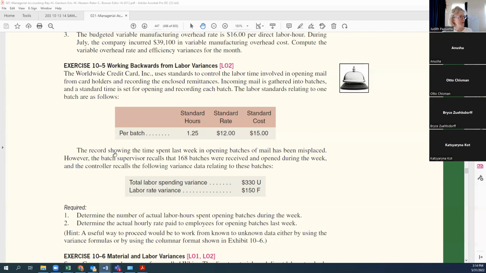The records show the time spent in opening batches was misplaced. Okay, so we're having to reconstruct everything. However, the batch supervisor recalls that our output, remember with all of these problems, start with your output, is 168 batches. And you've got your 3 boxes. You can't do boxes unless I have a whiteboard. Total labor spending variance, total labor rate variance. So you have to make your boxes with your solution.